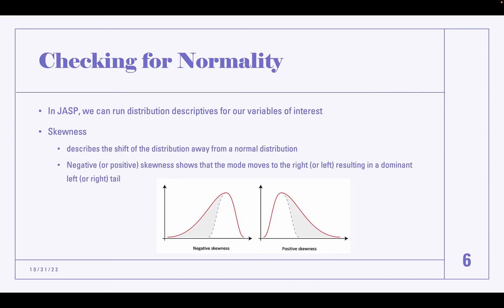All right, what about checking for normality? So again, I mentioned skewness, kurtosis, and the Shapiro-Wilk test. First, let's talk about skewness. Skewness describes the shift of the distribution away from a normal distribution. All right, so it's when we pick up a left tail or a right tail. So negative skewness shows that the mode moves to the right, giving us a tail on the left. And then positive skewness shifts the mode to the left, giving us a tail on the right.